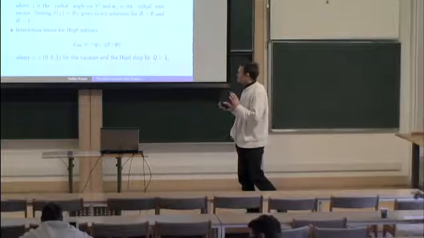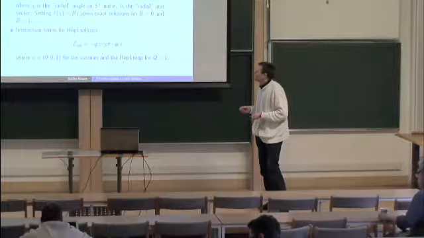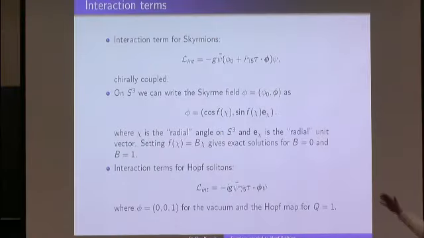The interaction term, which I found in the literature for the Hopf solitons, is very similar. Basically, you just leave out the first component. Right, and then the vacuum, unfortunately, is no longer 0, 0, 0, but 0, 0, 1, which causes a bit of trouble. But we can do the same thing. Anyway, so this is the coupling term. So now for the next few slides I'm going to look at what happens for Skyrmions.